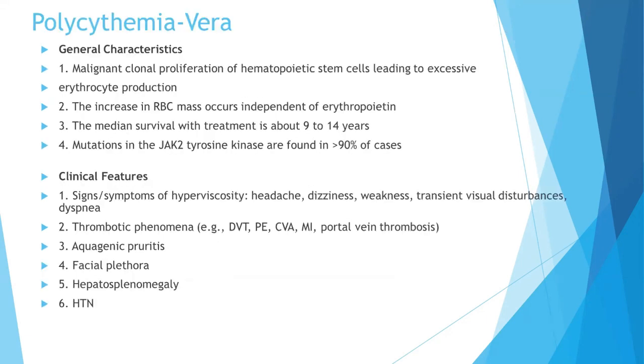So let's discuss something about Polycythemia vera. So this is a malignant clonal proliferation of hematopoietic stem cells leading to excessive erythrocyte production. So the increase in the RBC mass occurs independent of erythropoietin, and the median survival time with treatment is about 9 to 14 years. The mutation in the JAK2 tyrosine kinase is found in more than 90% of the cases.